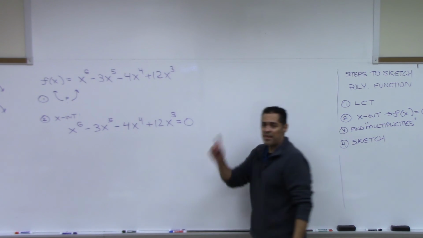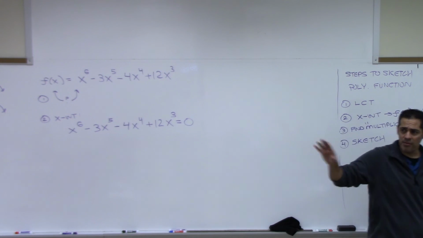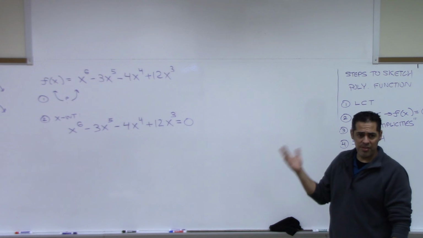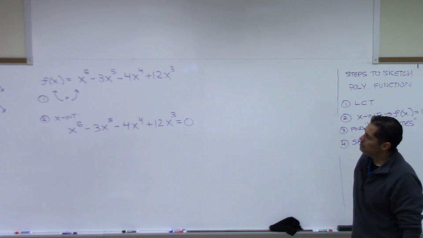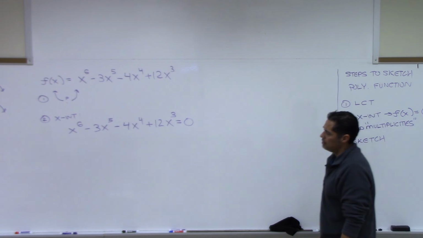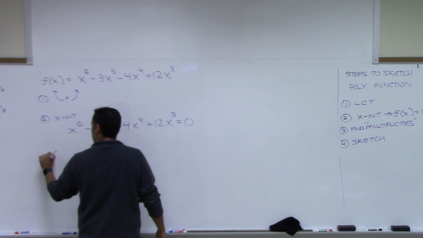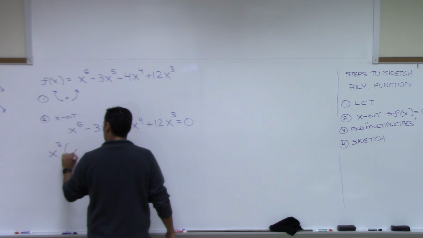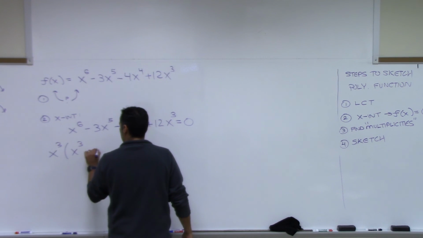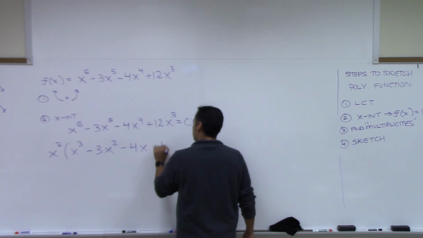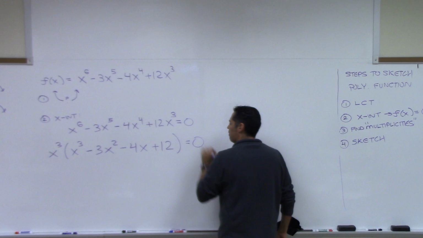All right, first step for factoring. First step for factoring anything is GCF. So do we have a GCF here? What is it? X to the third, right? We can pull an x to the third out of this. If we pull an x to the third, we will get x cubed minus 3x squared minus 4x plus 12 equals 0.